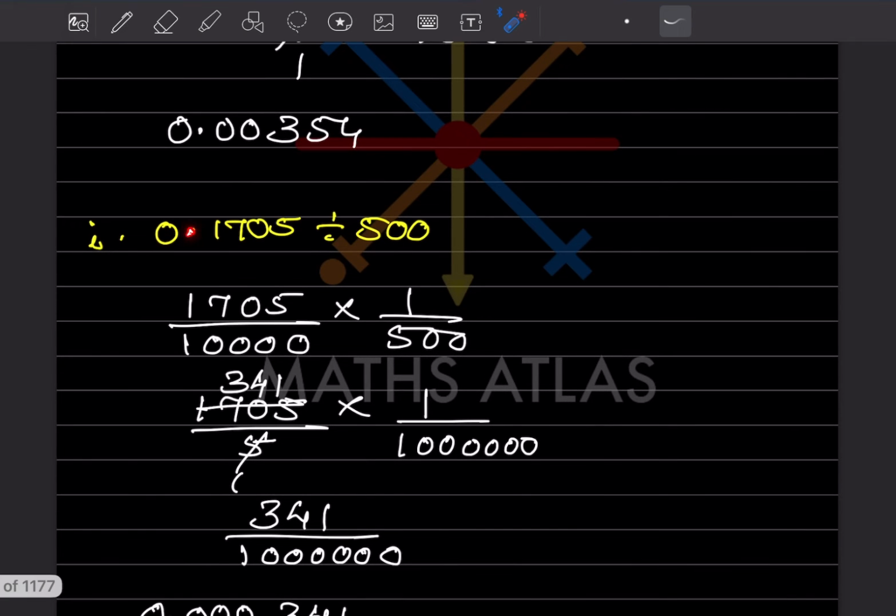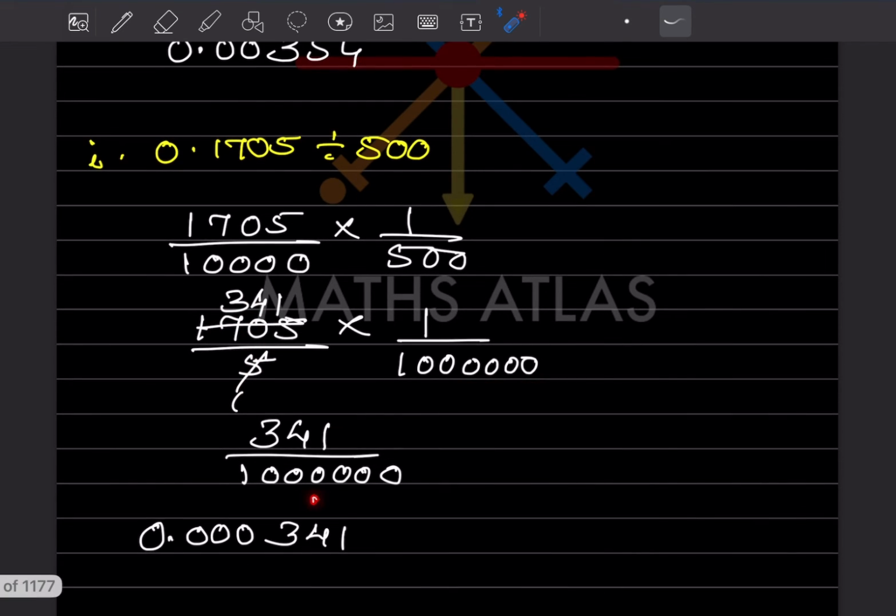Here again, after 0.4, we are going to put here 4 zeros. This will be multiplied, so this is going to be 1 by 500. Now again the same thing we can do. 1705. This 5 we can bring below this, and this one we can take to the other side. So that will be 1 divided by 6 zeros. So here 5 ones are 341. 341 divided by this one. So that will be 1, 2, 3, 4, 5, 6. So you will write here 341, 1, 2, 3, 4, 5, 6. So that will be the point over here.